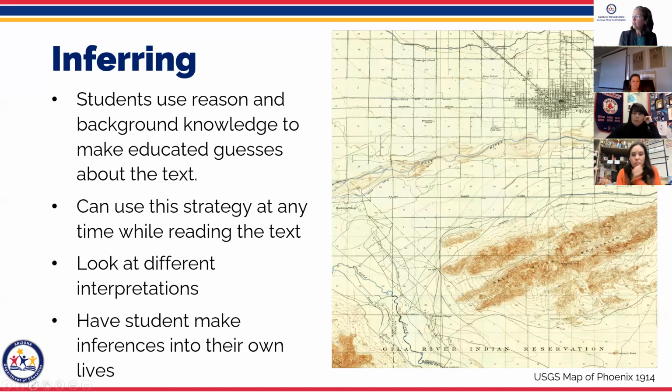So real quick, when we look at this map, I'll have you type in the chat: what do you infer from looking at this map, thinking of Phoenix in 1914? And you can just type your answer into the chat for me.